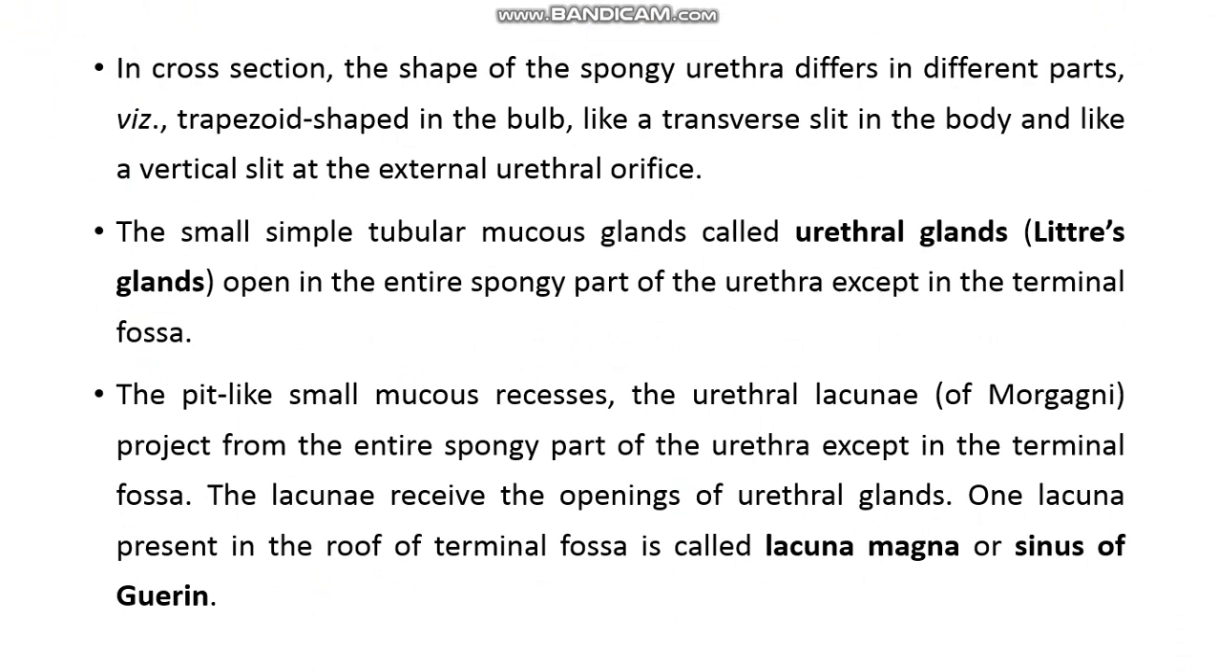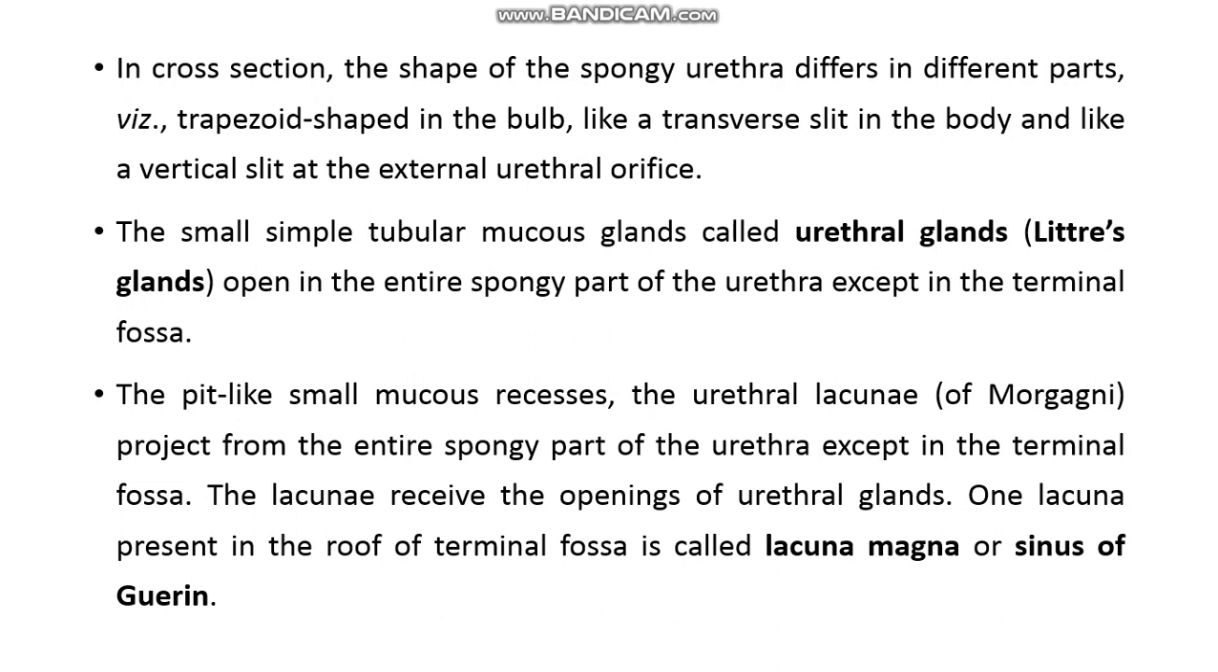Then the small simple tubular mucus glands called the urethral glands or Litter's glands are present or open in the entire spongy part of the urethra except in the terminal fossa. So terminal fossa ഒഴികെയുള്ള ബാക്കി എല്ലാ ഭാഗത്തും tubular mucus glands known as urethral glands open ചെയ്യുന്നുണ്ട്.